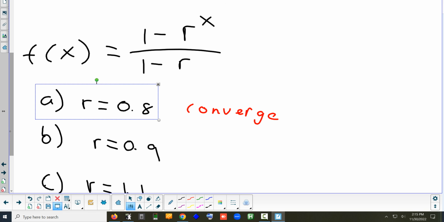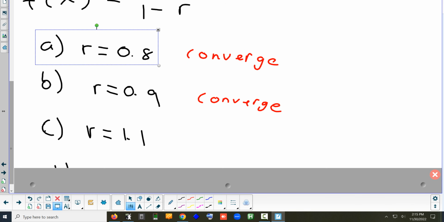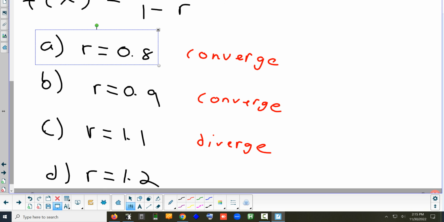Would that converge or diverge? It would converge. I mean, it's not converging quickly. If you multiply a number by 0.9 each time, it doesn't get that much smaller, but it does get smaller. How about 1.1? That's going to diverge. And how about something like 1.2? That's going to diverge because you're multiplying by a number that's going to make it bigger each time. So the key here is whether or not the R value is greater than 1 or less than 1.